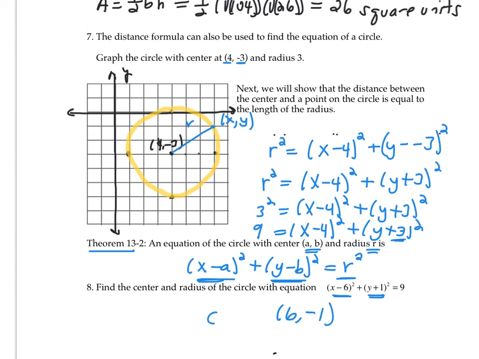So the center is at 6, negative 1. And now the radius squared is equal to 9. Therefore, our radius would be 3.